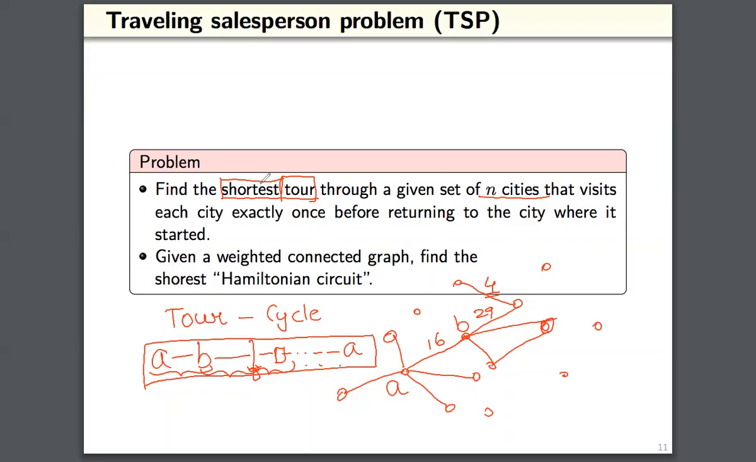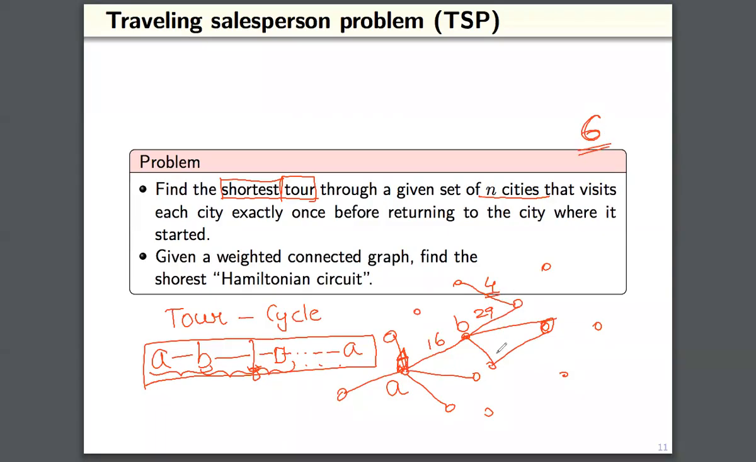I mean, what is one simple application? Suppose you are planning for a trip, right? You start from your home. Suppose this is your home. So you have selected, say, 6 cities. You want to cover these 6 cities for your vacation for a week and then come back to your home, right? So the distance between all these cities vary. So you want to have a good plan.